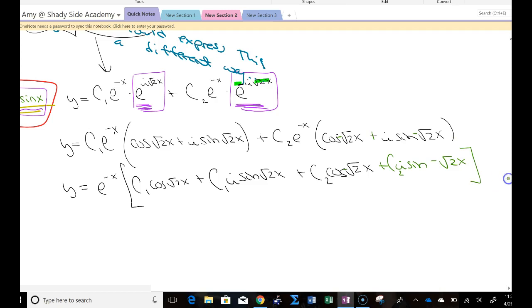Everyone all right? It's a little bit sloppy because it's not clear that this is the argument. Just hang on. Let me clean this for a minute. Plus C2 times i times the sine of negative radical 2x. Everyone all right? All right.